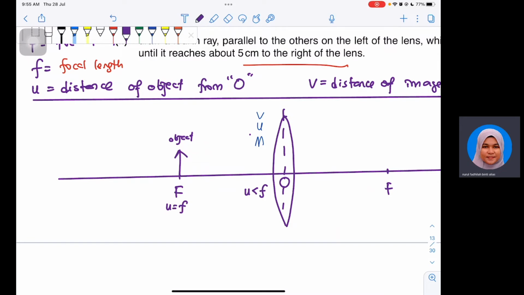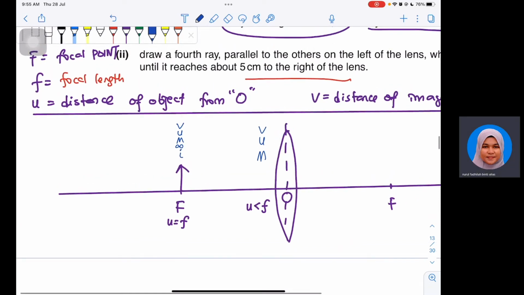Do you understand the symbols? U equals to F. Maksudnya objek atas titik F. Boleh? Alright. So apa ciri-ciri image dia? So you kena study lah. So sebenarnya dia adalah V, U, M at infinity. Infinity means you cannot draw. You don't need to draw the image. Image dia somewhere at infinity, jauh.